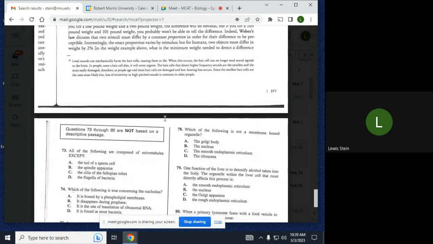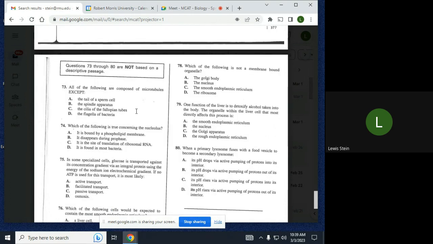Questions? Plenty of time. Oh, good. These were earlier in this unit. This was the cell part. You shouldn't have any problem with these. What are composed of microtubules? Which one of these is not like the others? Microtubules are eukaryotic, not prokaryotic in nature.